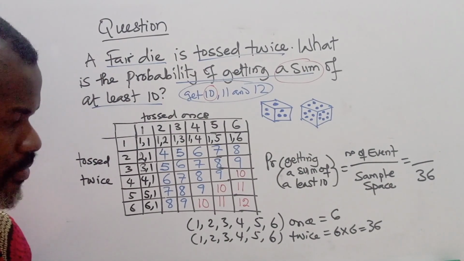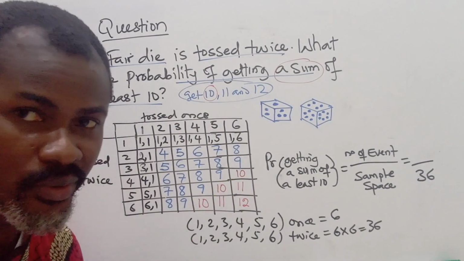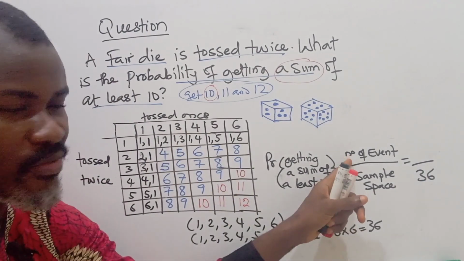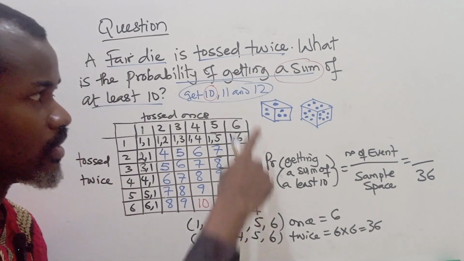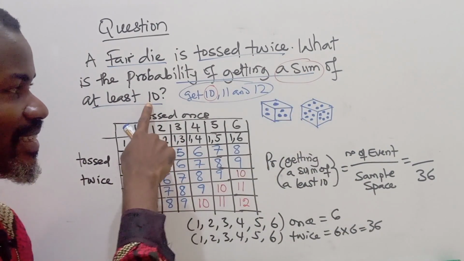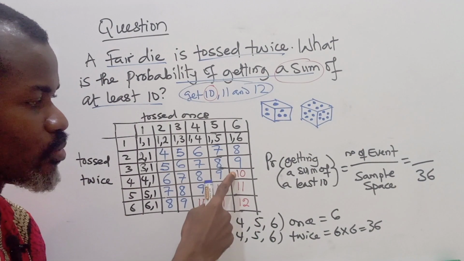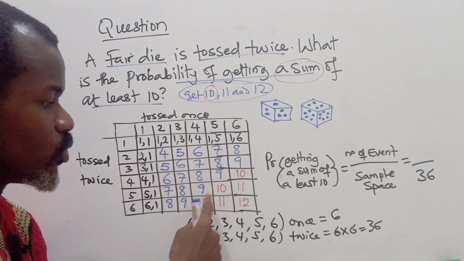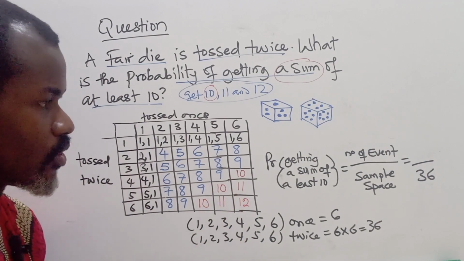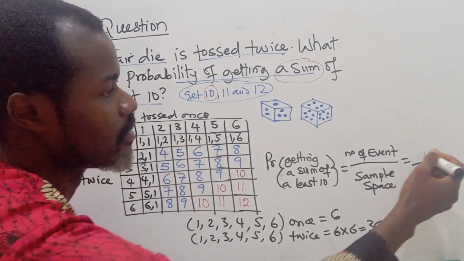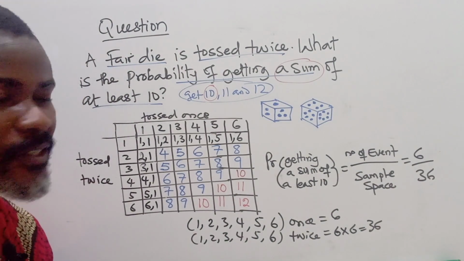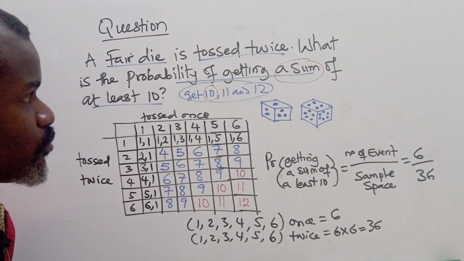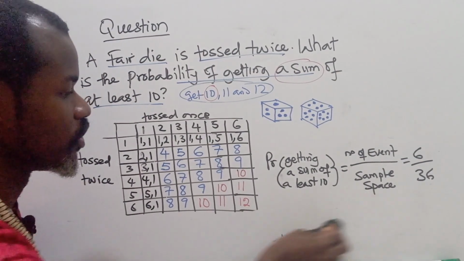Alright, so the sample spaces on this table that are red are the events such that we got a sum of at least 10. At least 10 means we must have 10 and above. So we have 1, 2, 3, 4, 5, 6. So it means the number of events is going to be 6. Now we have this 6 over 36.